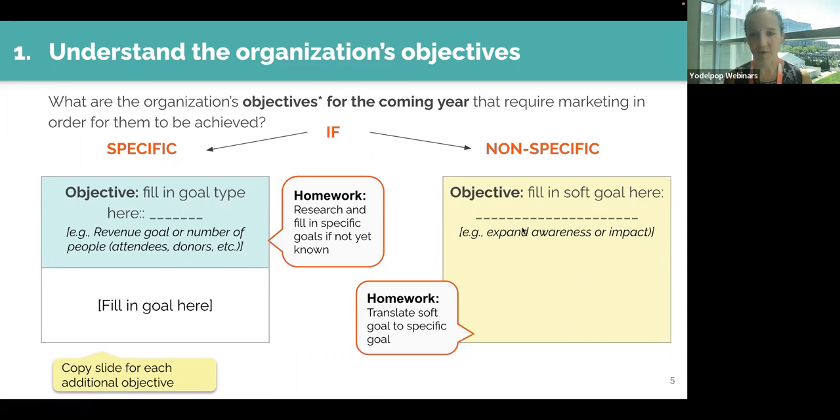If we don't have that quantified, we've got it written down as a soft goal. Well, we need to increase membership. I'm going to get that specific number for membership revenue as a next step after the workshop. All right.